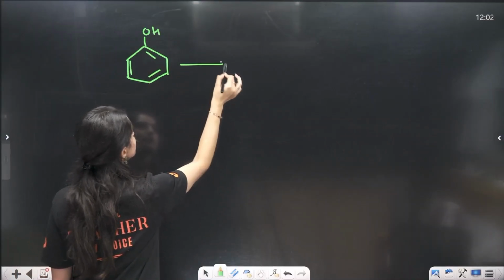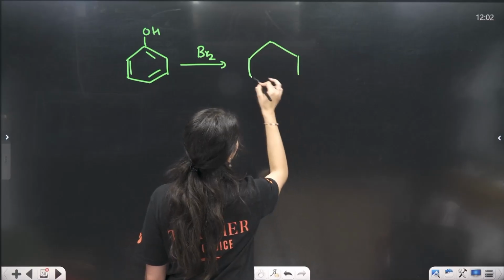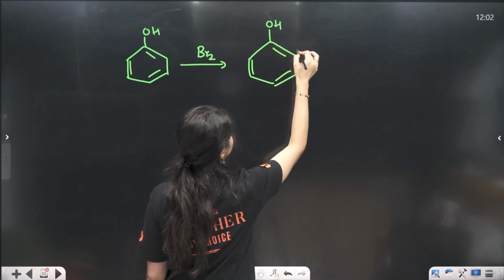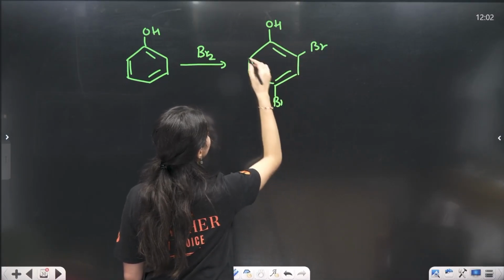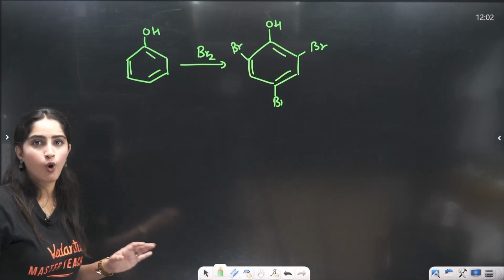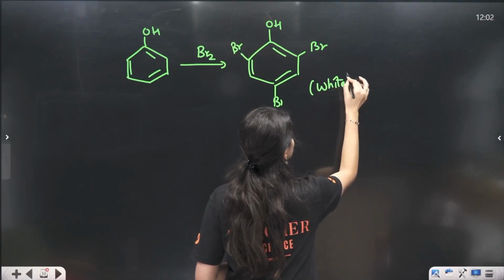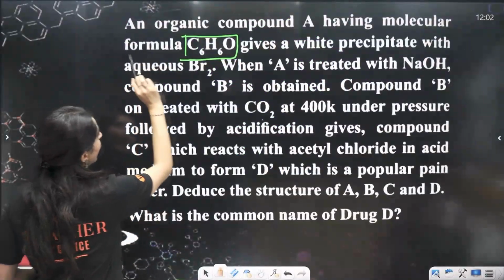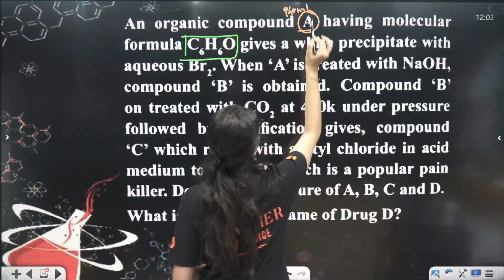There must be phenol, because when phenol reacts with Br2, it is going to give us a white precipitate of tribromophenol, that is 2, 4, 6 tribromophenol. That is your white precipitate, right? So I can see that this A, the organic compound they have given me, is nothing but phenol.